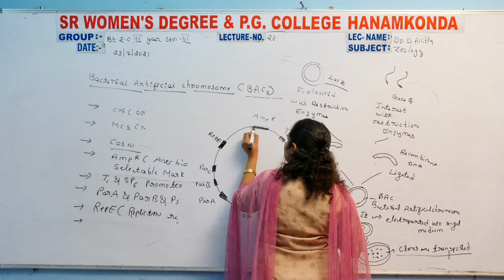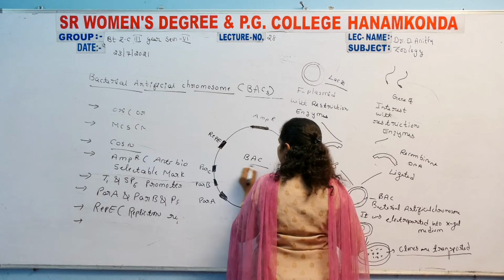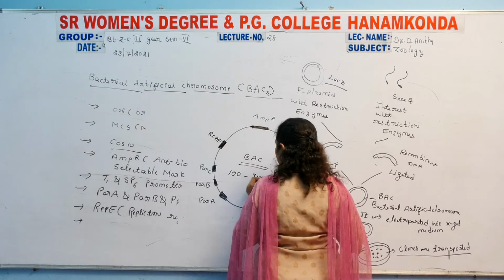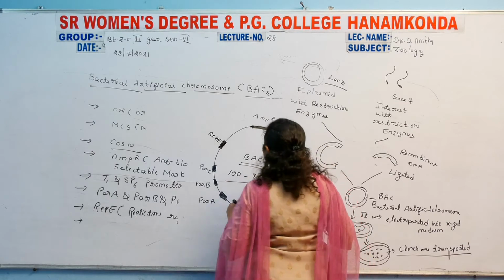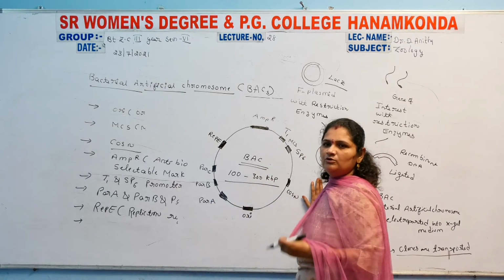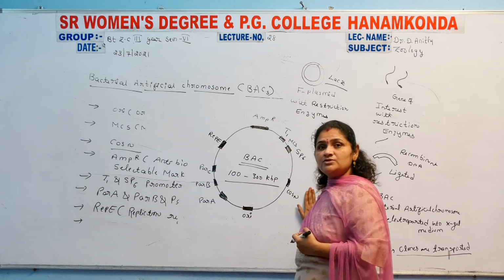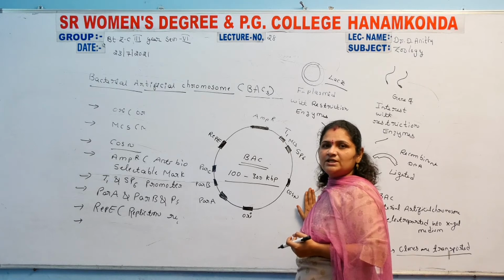Where is the selectable marker here? See, this was the BAC. It is able to clone from 100 up to 300 kilobases and even up to some thousands of kilobases. That was the capacity of a bacterial artificial chromosome.